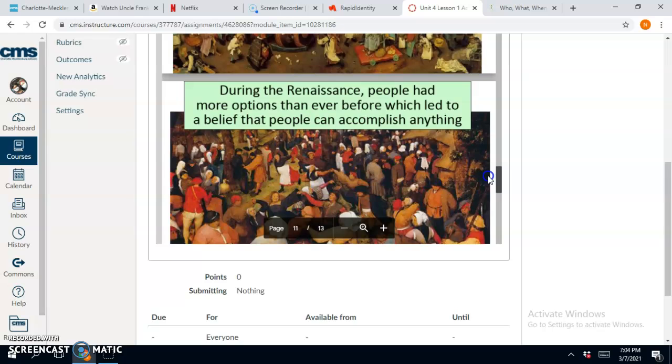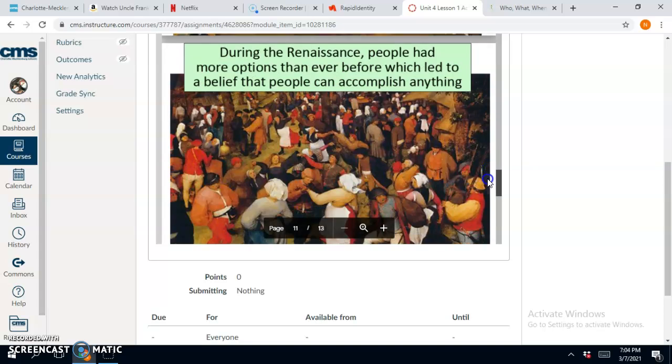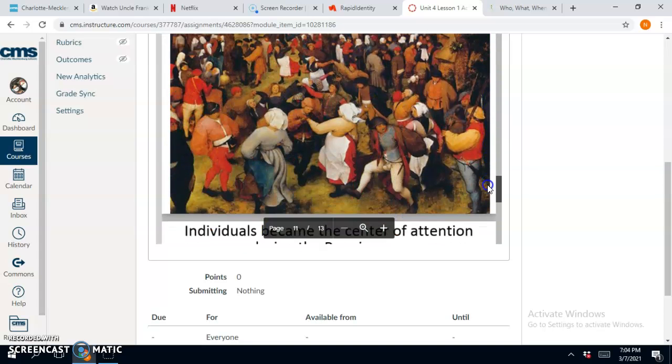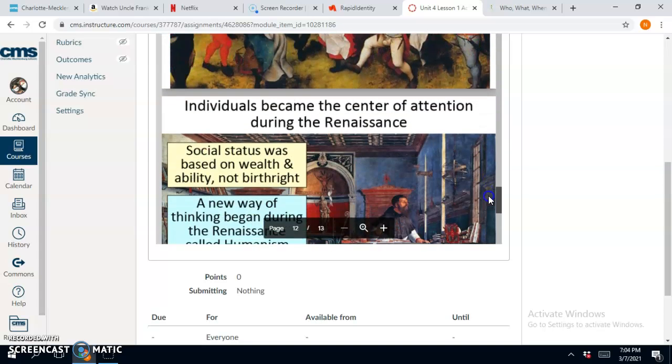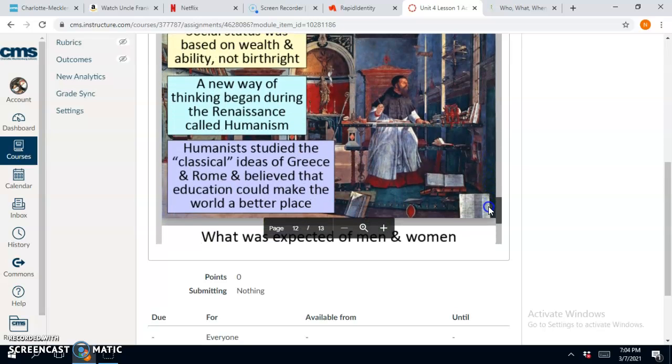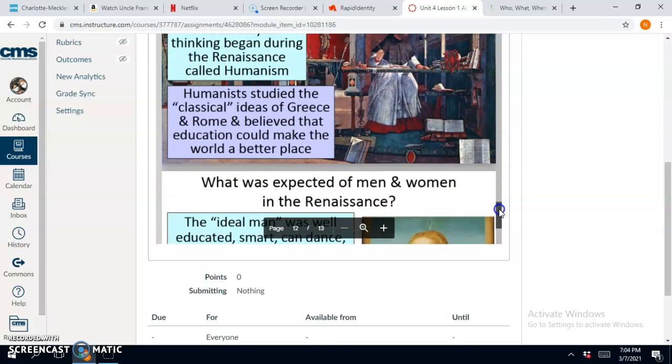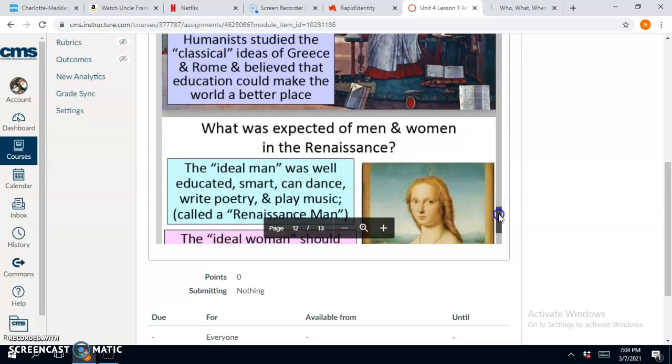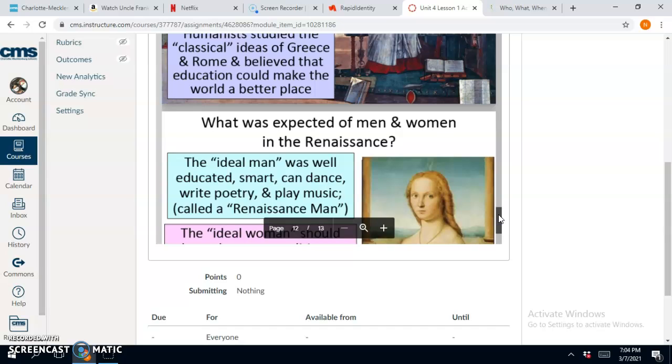It says during the Renaissance, people had more options than ever before, which led to a belief that people can accomplish anything. The Renaissance gave us the beginning of the middle class. So look, social status was based on wealth and ability, not birthright, not hierarchy, not family, not nobility. People started thinking about humanism, secular beliefs, not so much putting all their faith in the church. They studied the classical ideas of Greece and Rome and felt like education makes the world better.